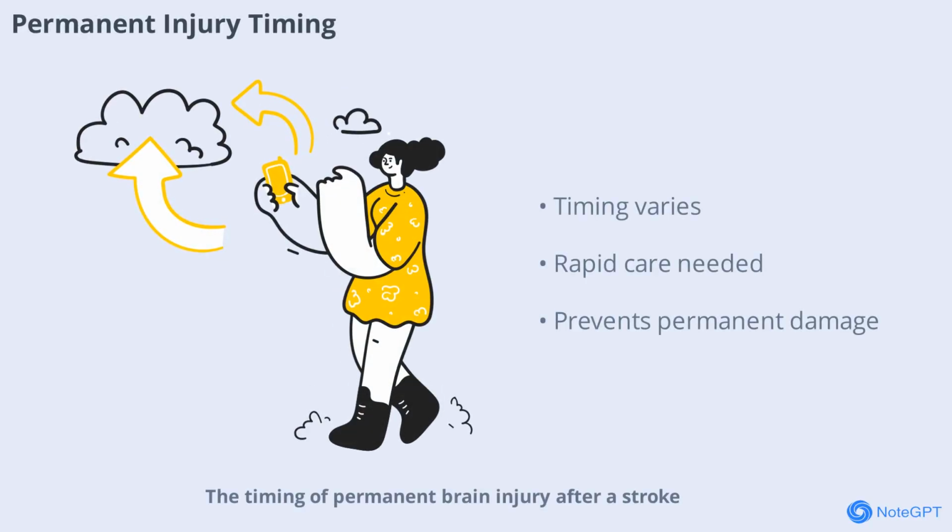Timing of permanent brain injury after a stroke varies based on the site of the blockage or bleeding, the vulnerability of the affected cells, and the extent of the lesion. Some brain tissue may remain viable for hours after blood flow is interrupted, but rapid restoration is crucial to prevent irreversible damage. This underscores the importance of immediate medical attention when stroke symptoms appear.